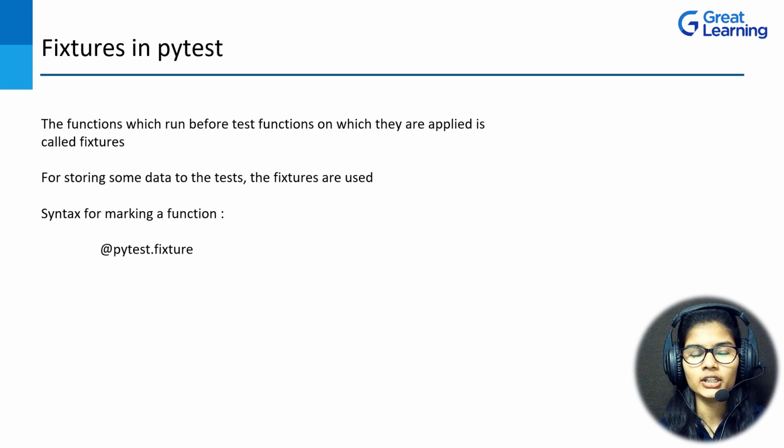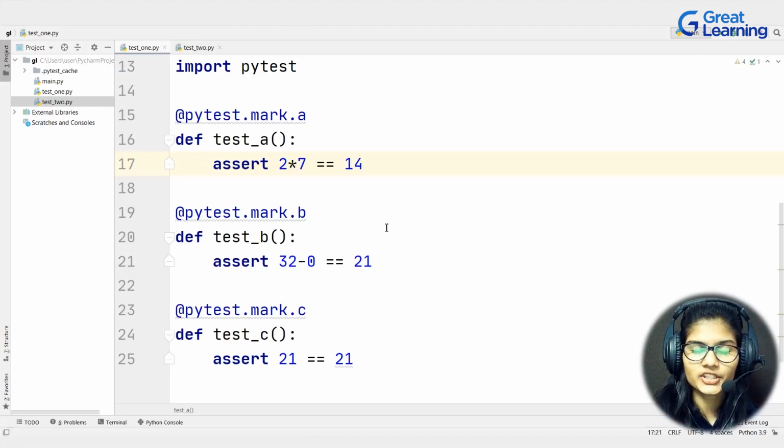Fine. So for the fixtures in PyTest, these are the functions which run before the test functions onto which they are applied. They are called fixtures, and they are used for storing the data for the test. The syntax for marking up a function is @pytest.fixture. It's very simple, right? @pytest.fixture.